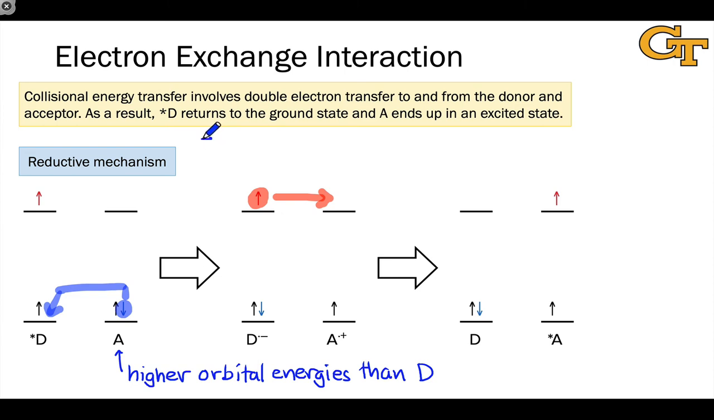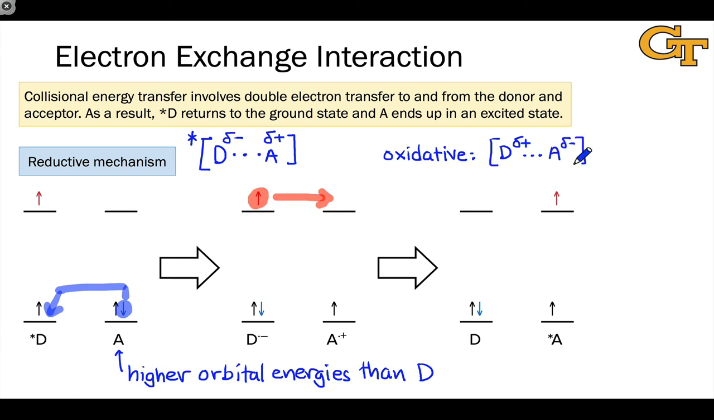In a mechanism that is not quite fully reductive, but one that leans reductive, we would expect partial negative charge on D and partial positive charge on A in the transition state for the electron exchange process. And of course, the mechanism that is not fully oxidative, but has oxidative character, would have partial positive charge on D and partial negative charge on A in the transition state for the electron exchange process.